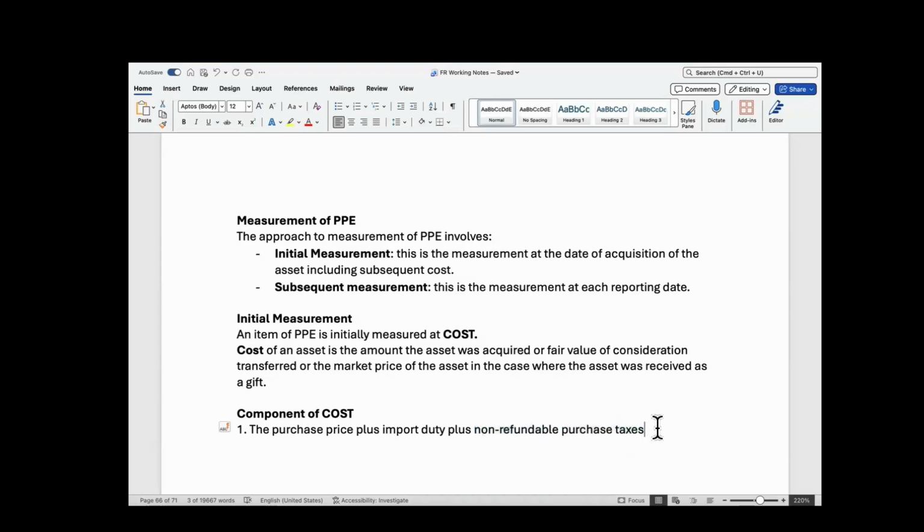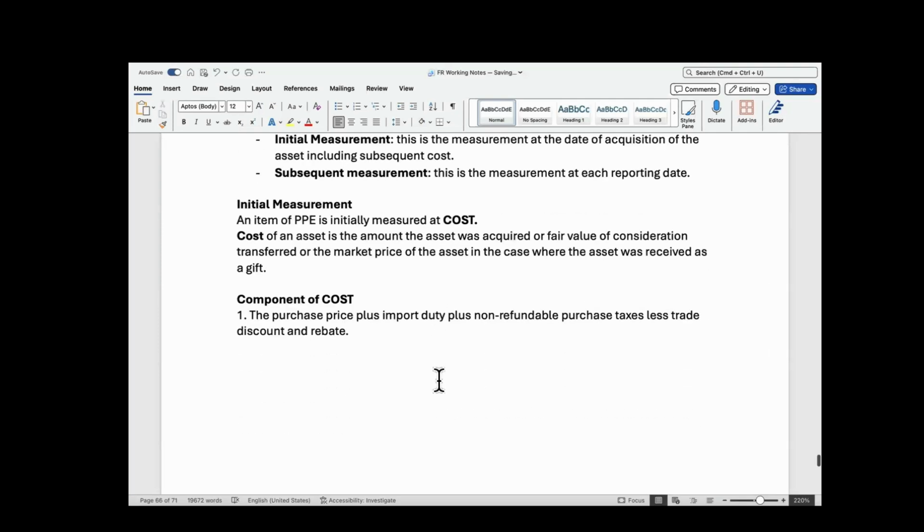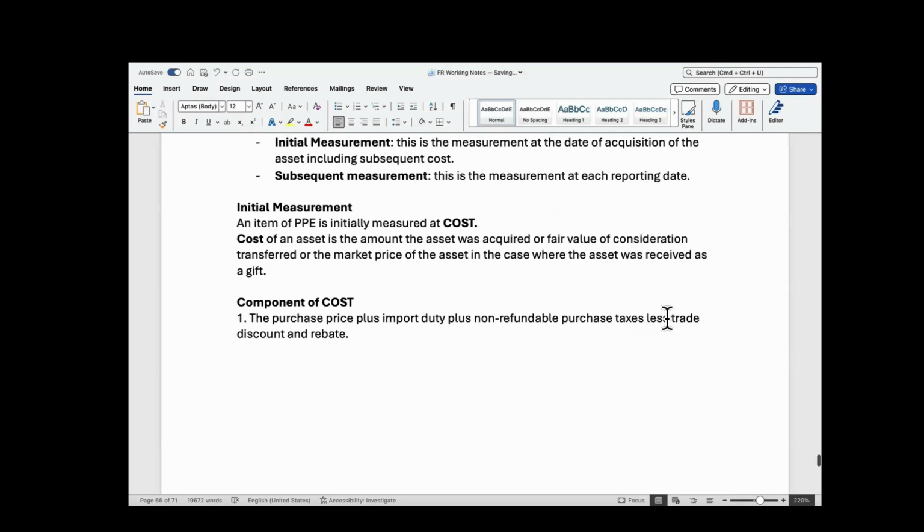So plus non-refundable purchase taxes, less trade discounts and rebates. This is very specific. It says trade discounts, so you have to be very careful. They can give you another type of discount that is not trade, and such should not be deducted from the cost.